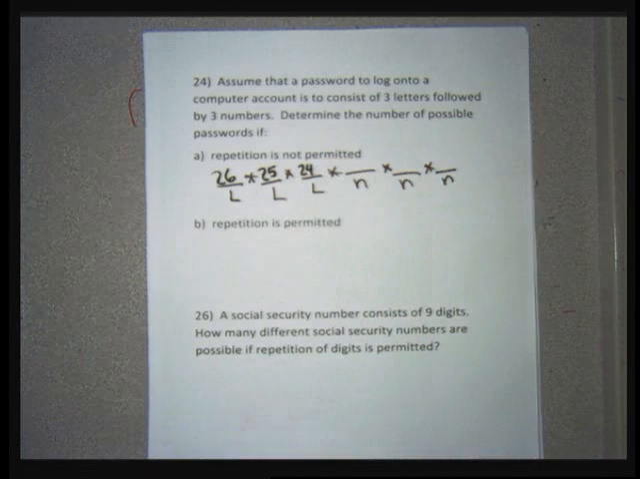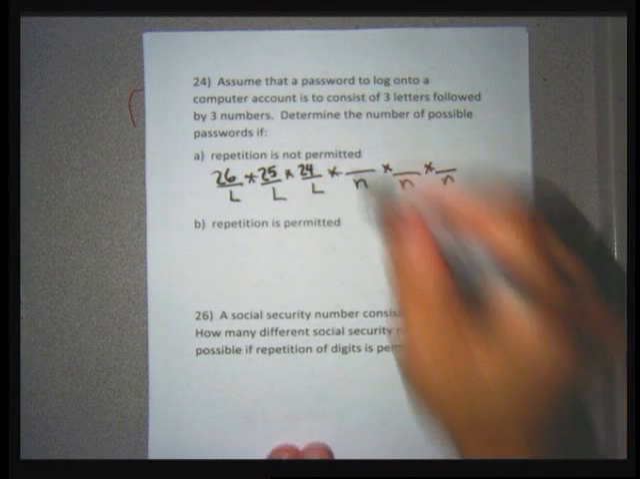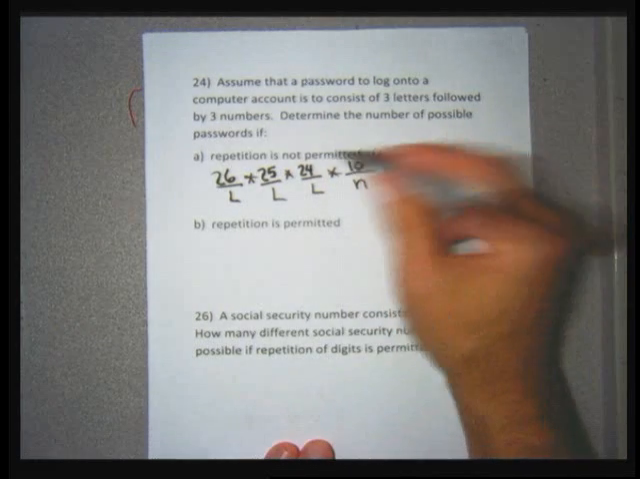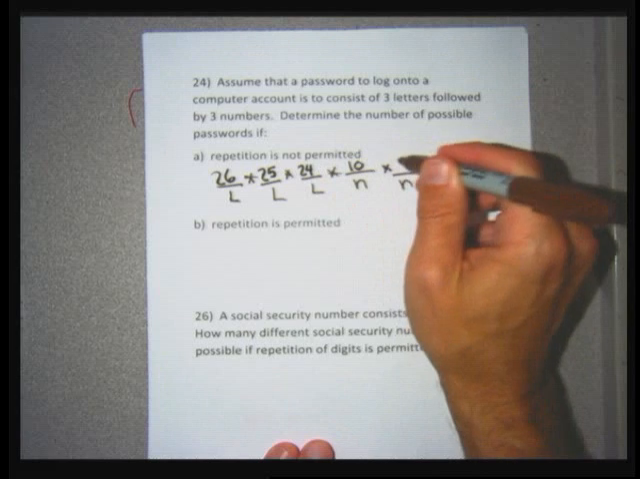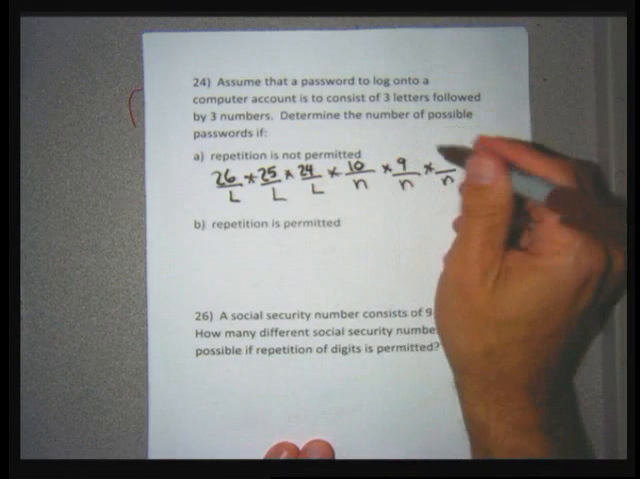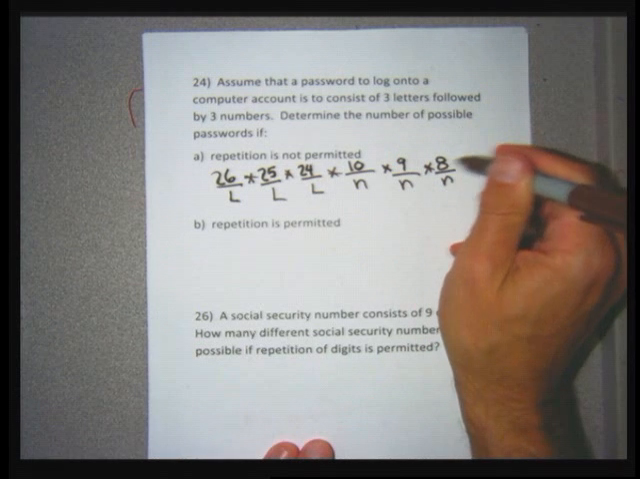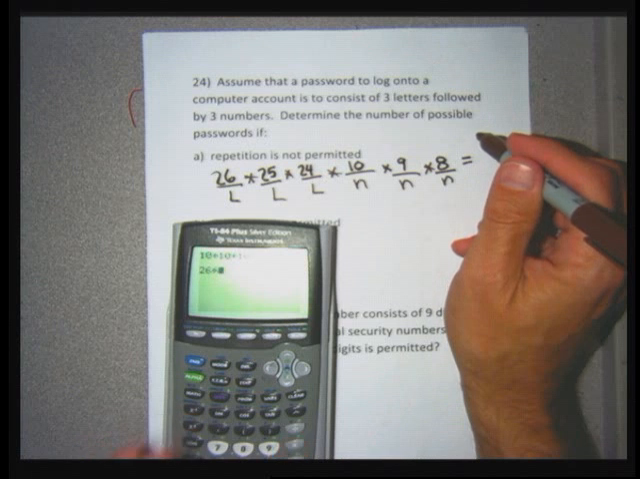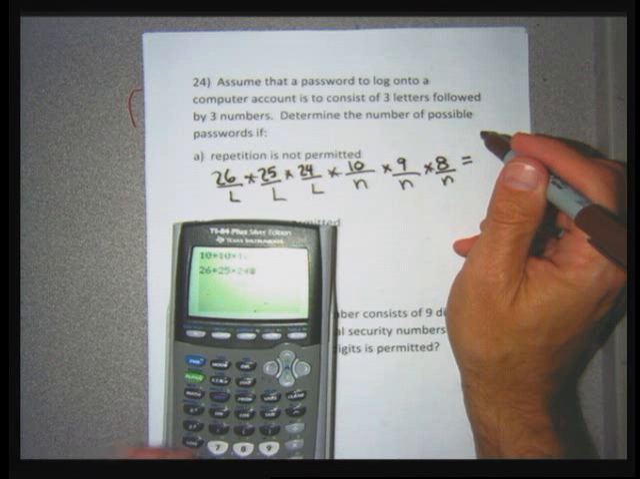Once I pick my 3 letters, I'll pick my 3 numbers. For the first number, I can pick any of the numbers between 0 and 9, which are 10 numbers. I'm not allowed to repeat a number, so once I pick a number, I only have 9 left to choose for the second. And once I pick 2 numbers, I only have 8 left to choose for the last. Now I'm going to multiply all these. Hopefully my calculator doesn't put me into some sort of scientific notation.